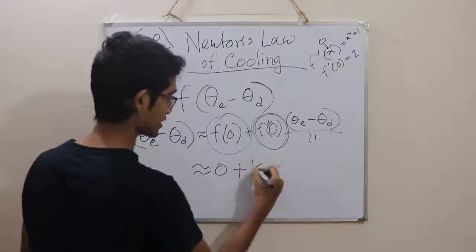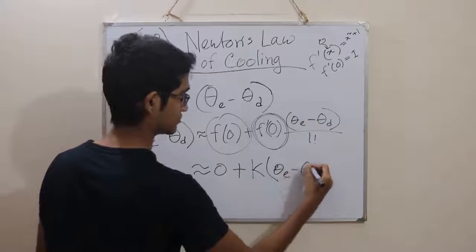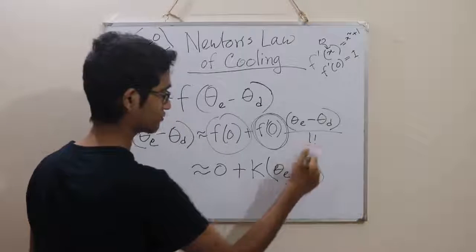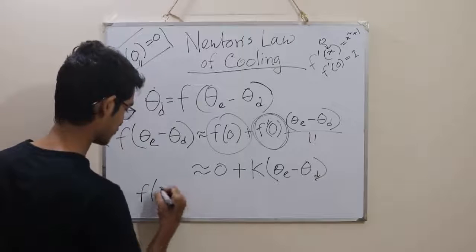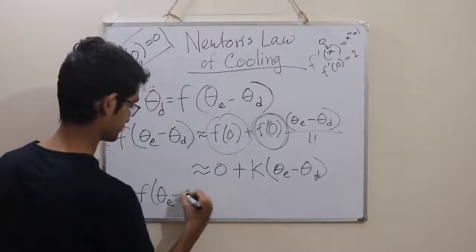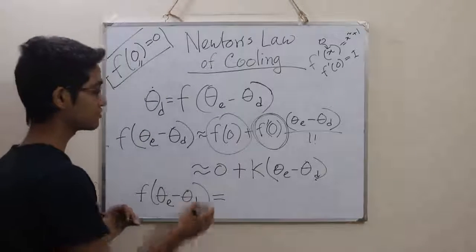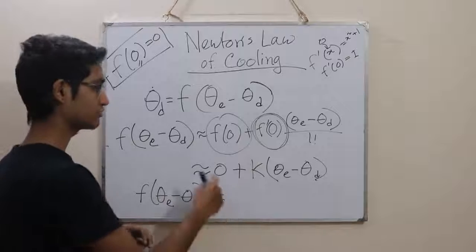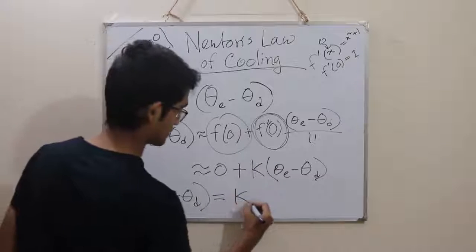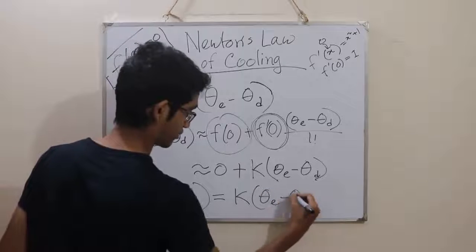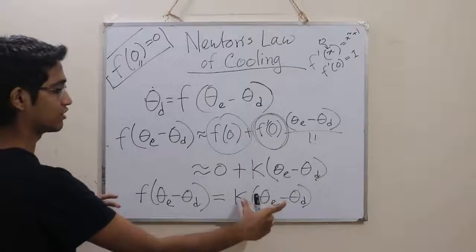So let's say this constant is k, and this is our variable theta e minus theta d, and 1 factorial is just 1. So what happens is that we have approximately, I won't continue to write approximately now, because now that we are taking this to be true, we can just say that this is equal to the right answer. So we approximate the function to be of an expression like this.